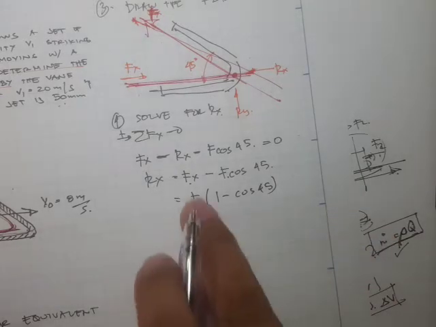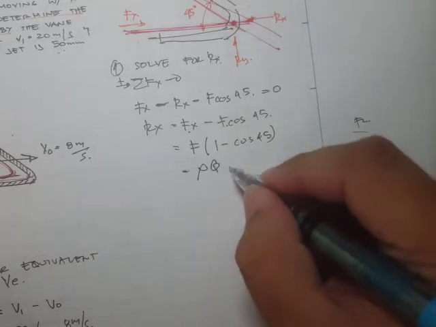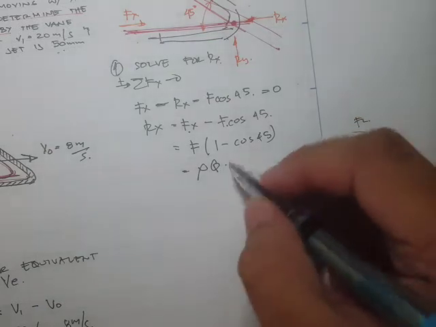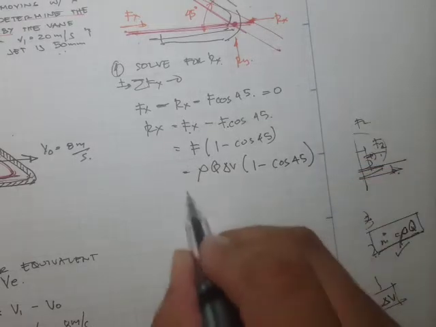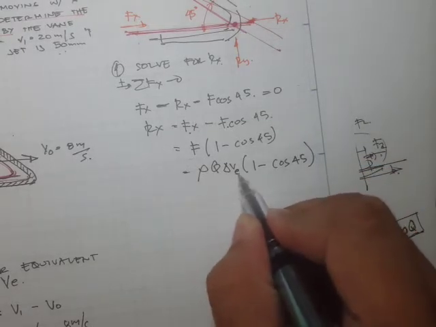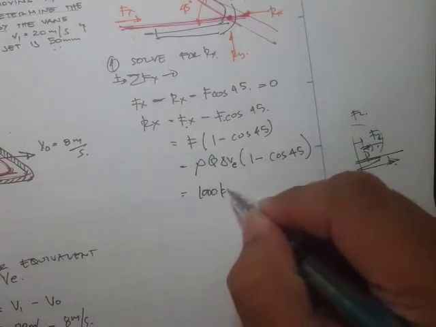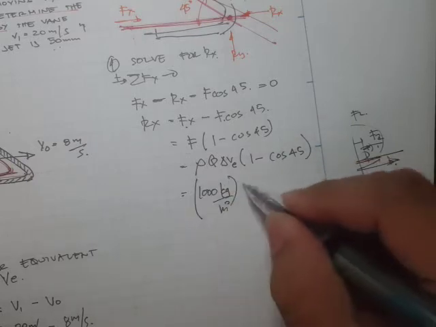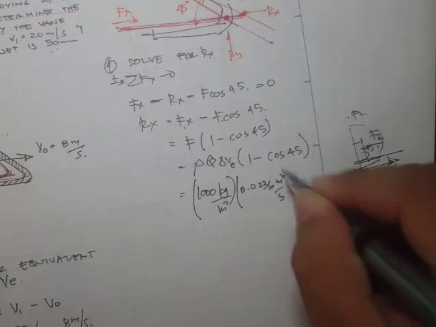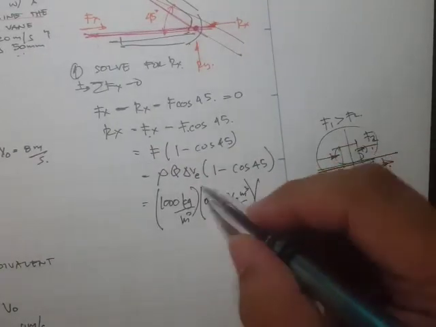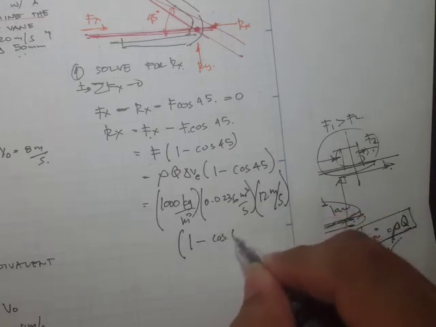Now what is F? That's just equal to the density rho times Q times what else? Rho Q times the velocity, right, times 1 minus cosine 45. Except that our velocity here should be the effective or the equivalent velocity. So substituting now all the values, 1000 kilograms per meter cube, times the flow rate of 0.0236 meter cube per second, times the effective velocity of 12 meters per second, times 1 minus cosine 45.